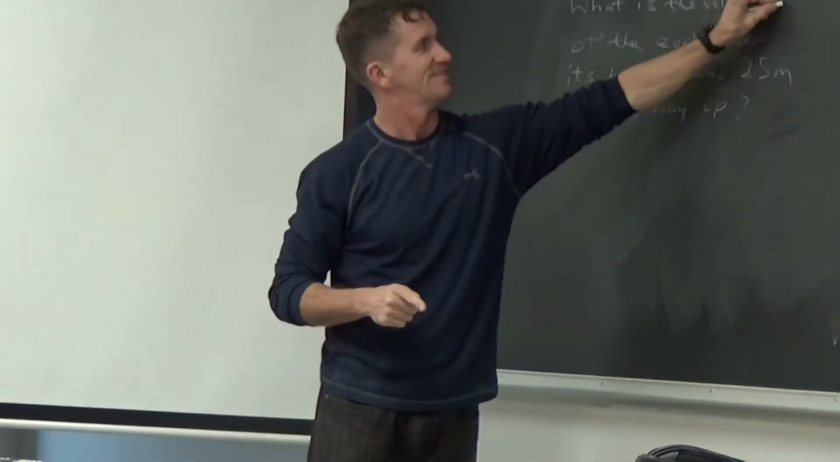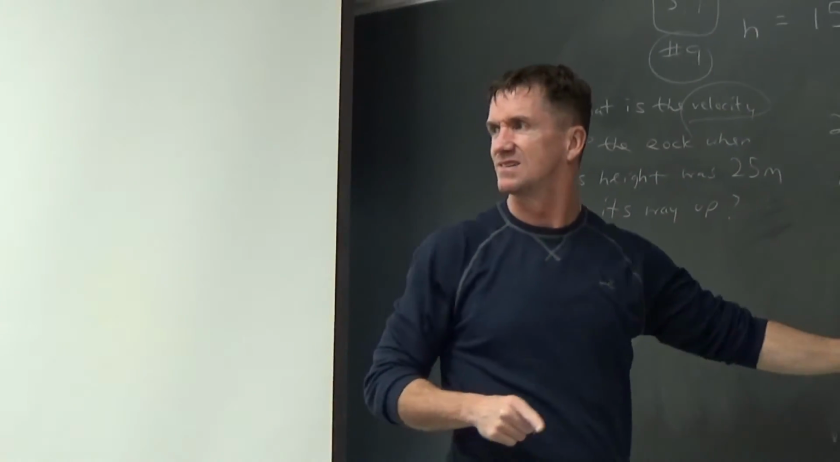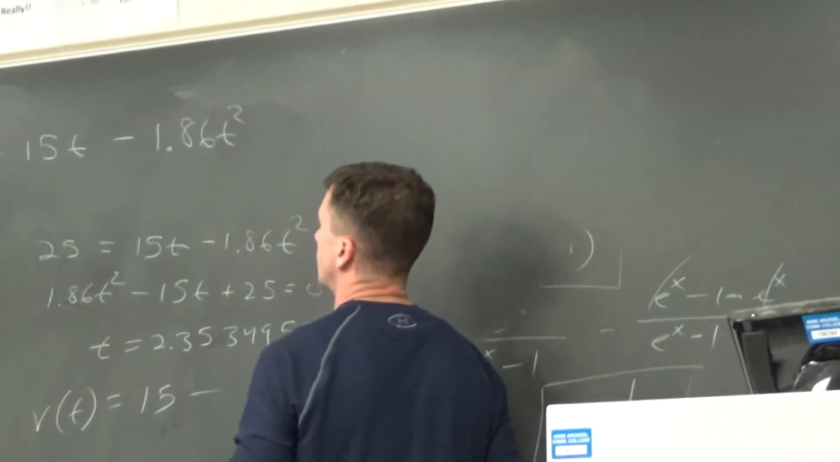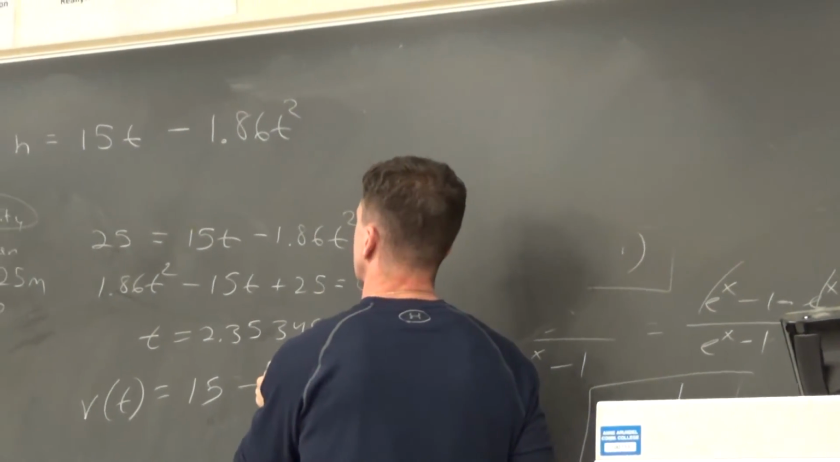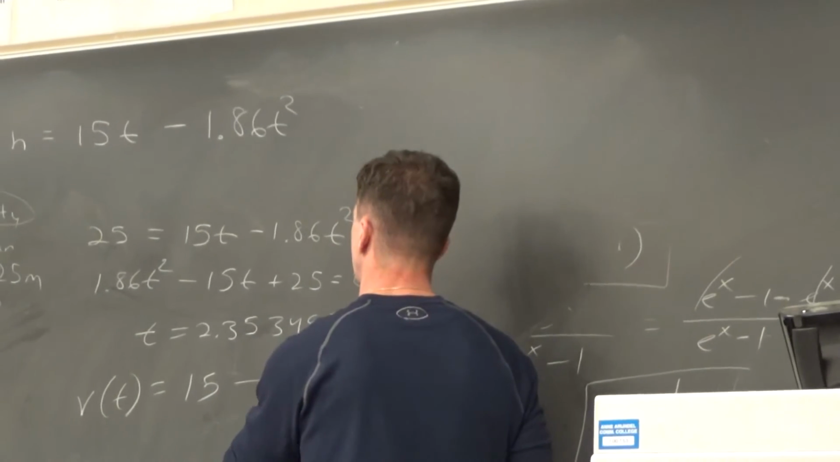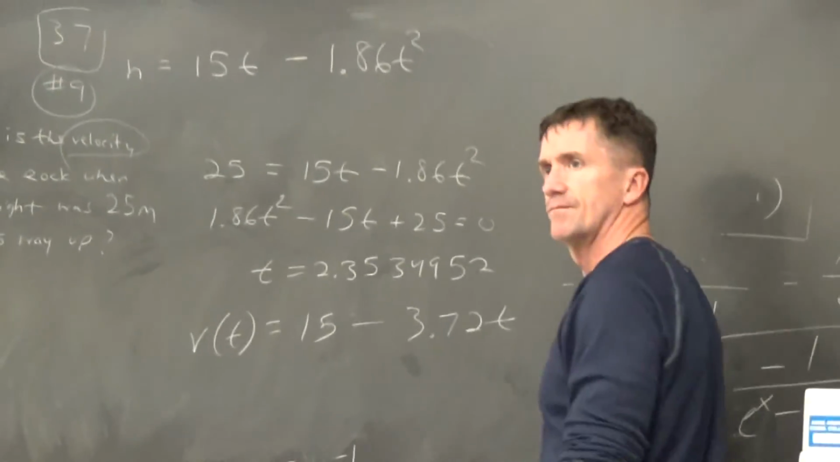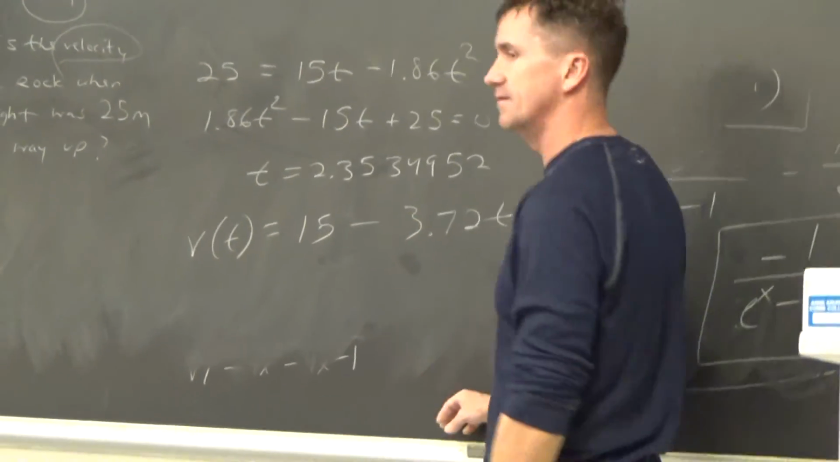What did they ask? Let's go back. What is the velocity? So where do I have to plug this? At the derivative. What was velocity again? 15 minus 3.72t. How much? 3.72, I guess. 1.86 times 2. How much is it? Am I right? And then I substitute what?